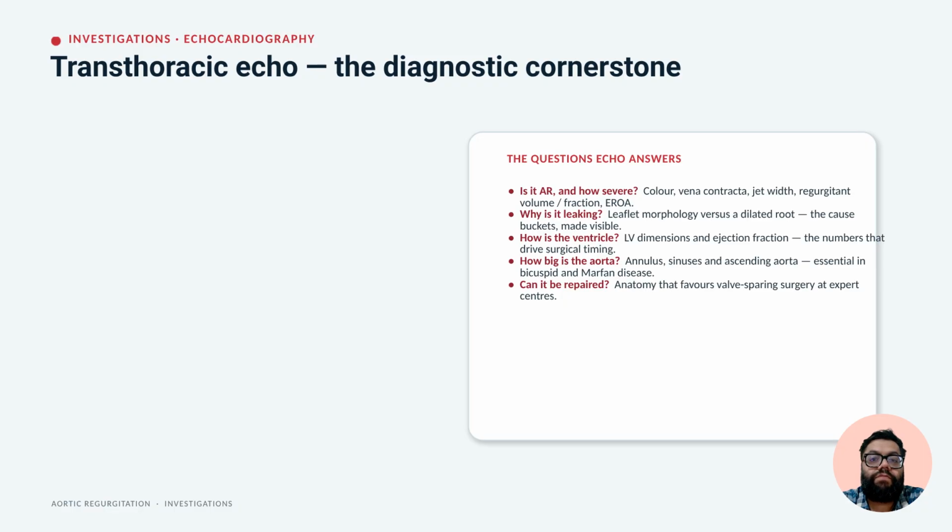Third, and crucially for management, how is the left ventricle? Its size and ejection fraction are the very numbers that trigger surgery. Fourth, how wide is the aorta, which you must know in bicuspid and Marfan patients. And finally, is the anatomy suitable for a valve-sparing repair? One non-invasive test, five decisive answers. That is why echo is the cornerstone.